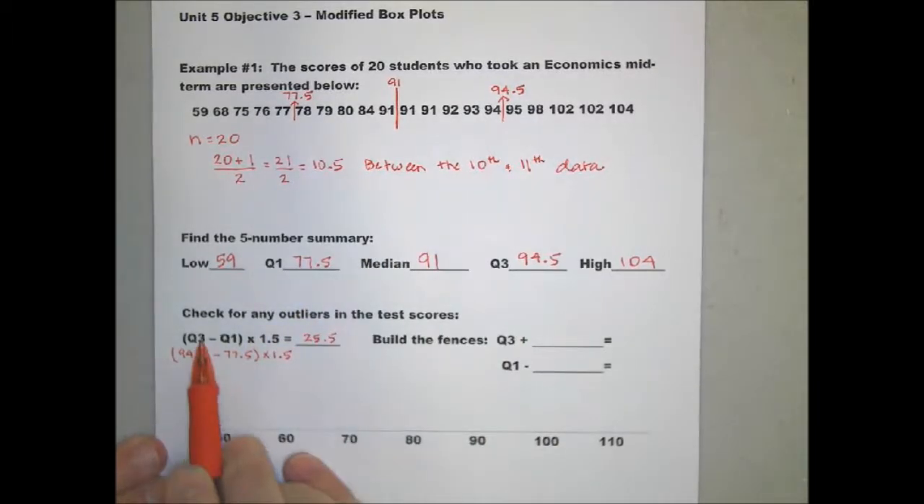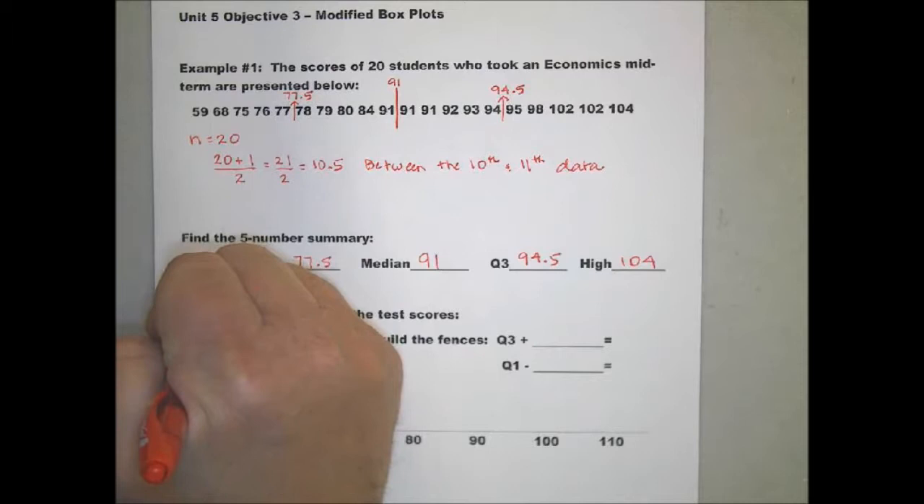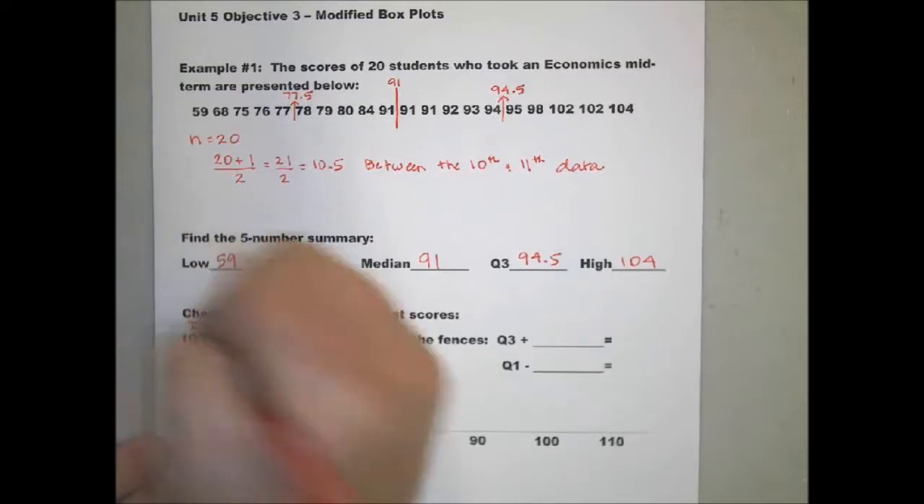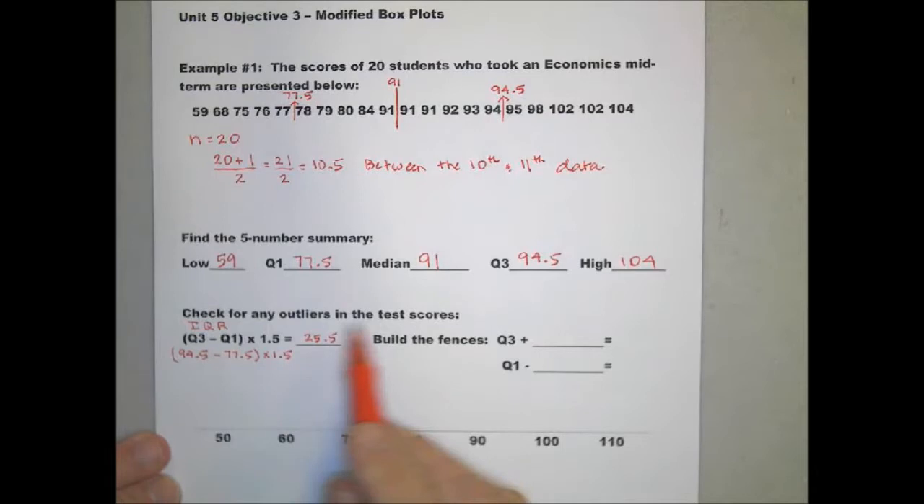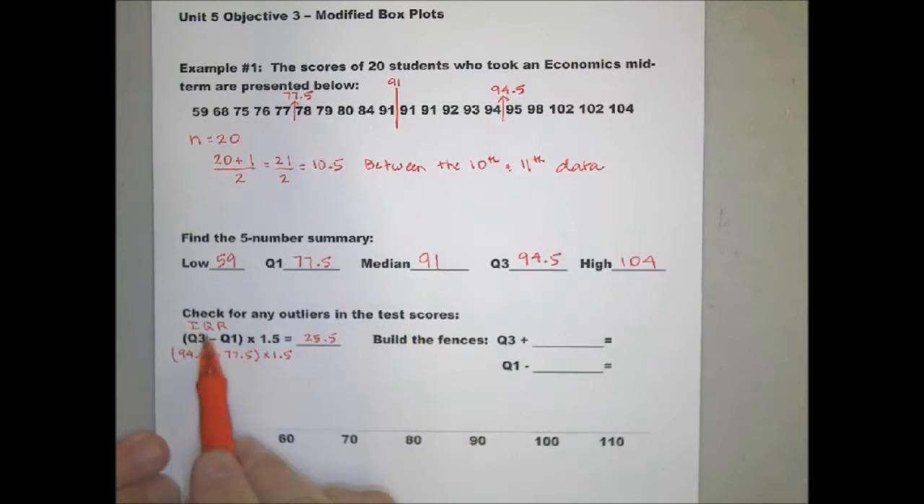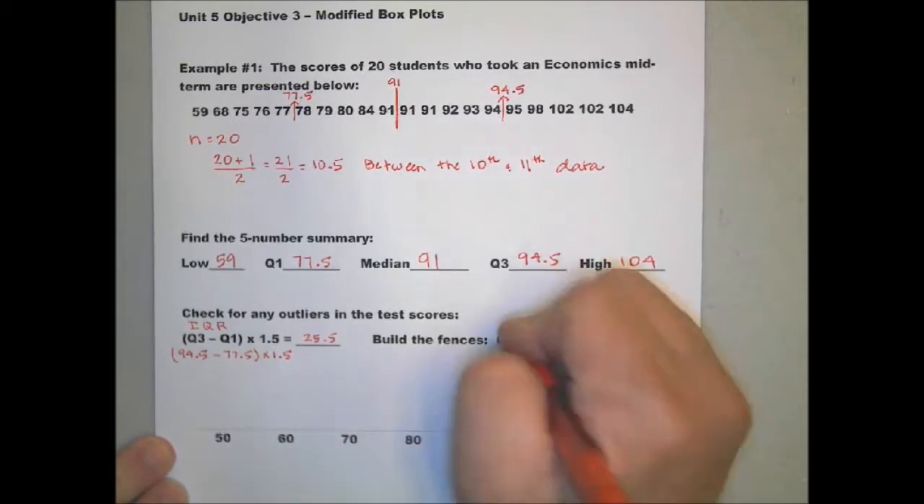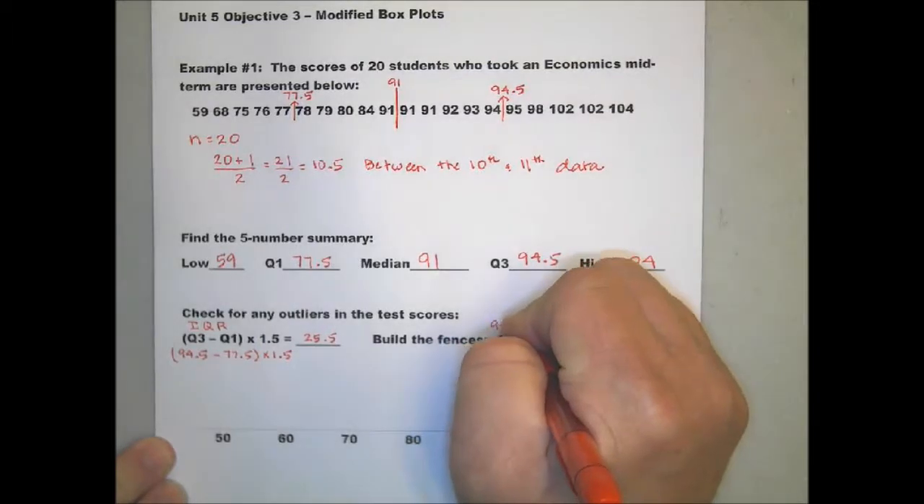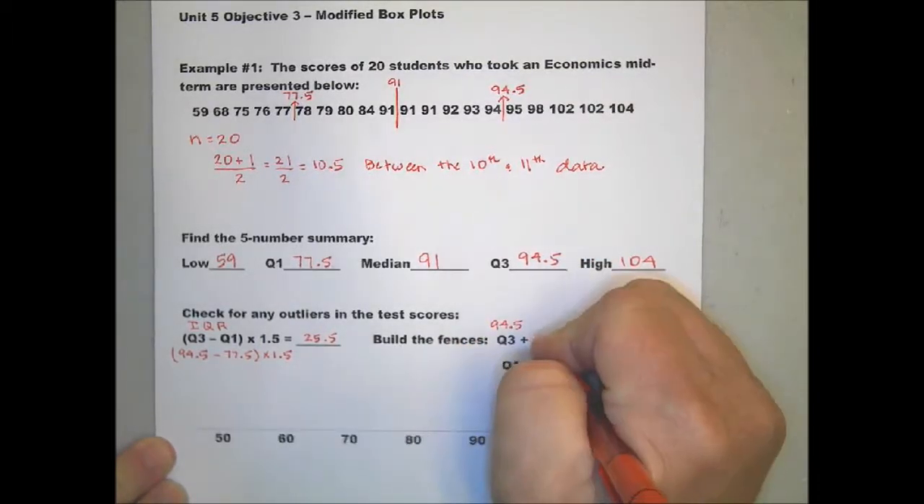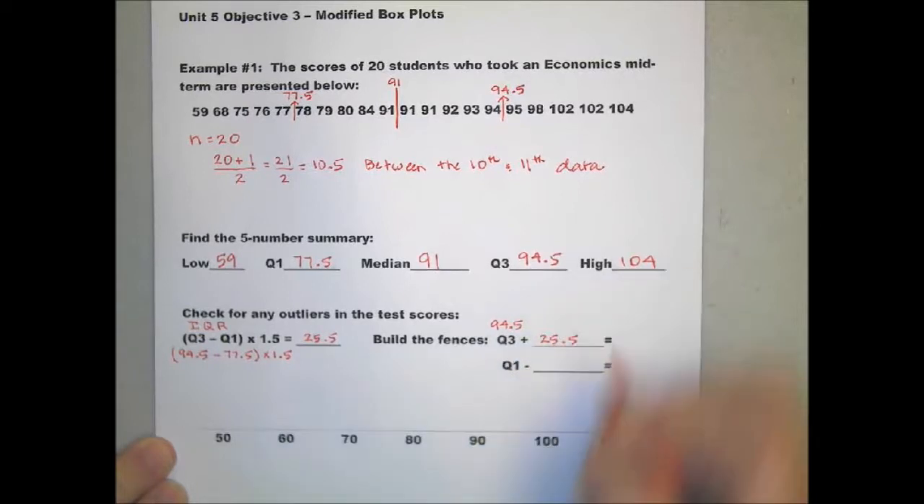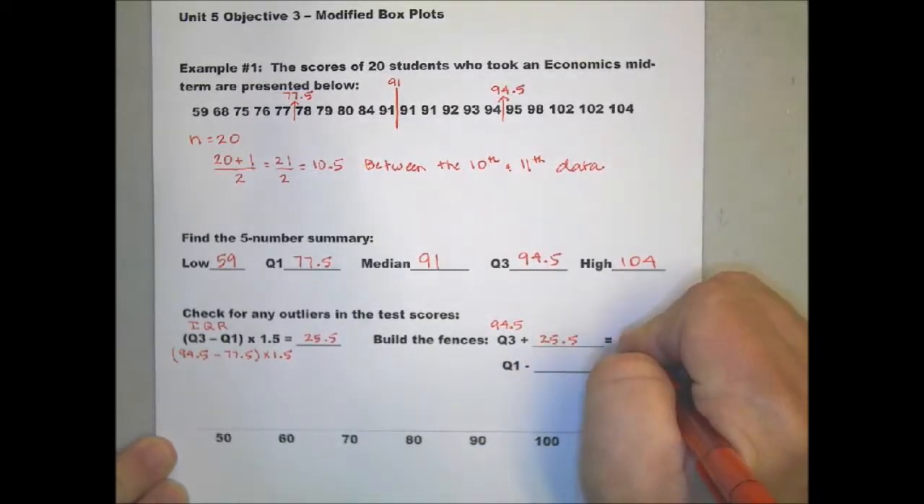Now let's back up a little bit. There's actually a name for Q3 minus Q1. Q3 minus Q1 is called the interquartile range, or the IQR. So really, the first step in checking for outliers is you multiply the IQR by 1.5. Now, the next thing we do is we build our fences. What we do is we take Q3, which in this case is 94.5, and we add this number, 25.5. And in this case, the sum is 120.